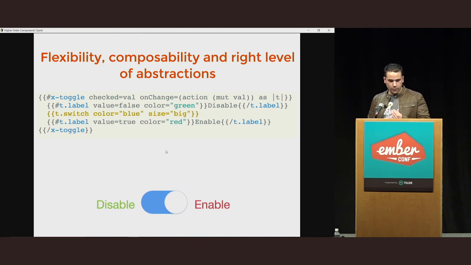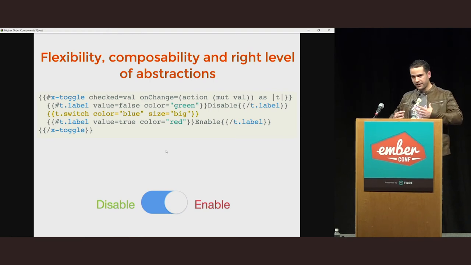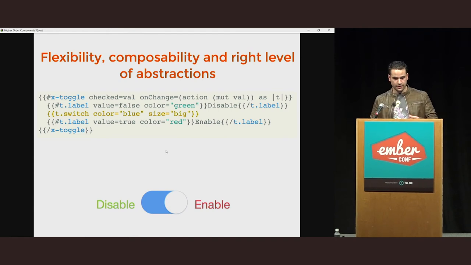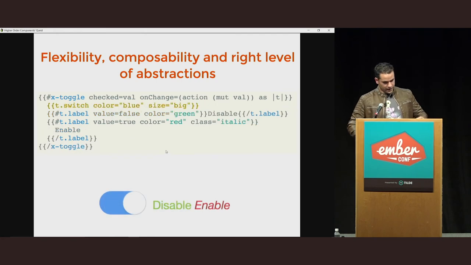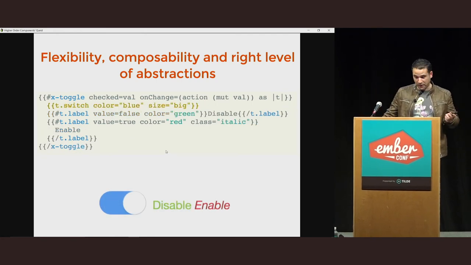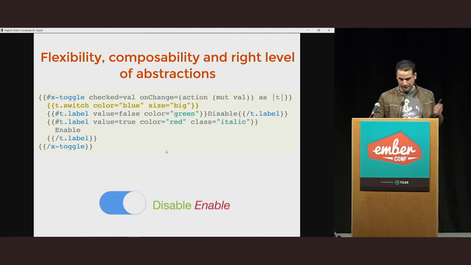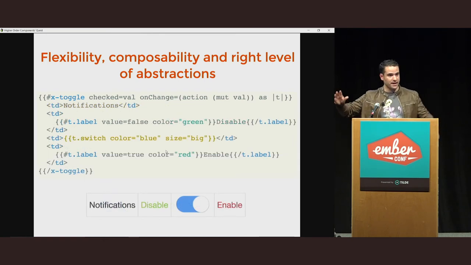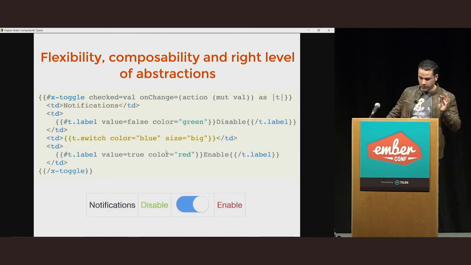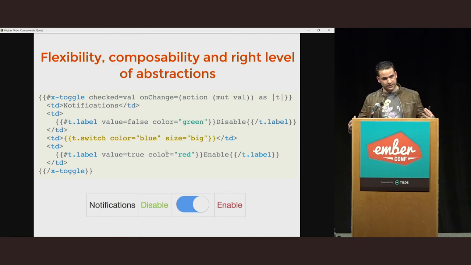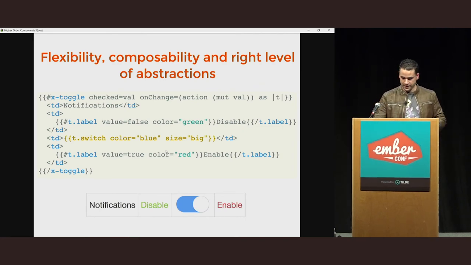That means we are no longer making up names like off-label color, on-label color. We happen to have a label with a value false, and now the properties have names that actually make sense. It's not label color, it's color. You happen to pass it to the label component. And you can even put both on one side, if that makes sense. Or pass some custom classes like italic, and you have italic things. Or you can even mix and match bootstrap markup, tables, anything you want, because now there are different entities that happen to be wired outside.